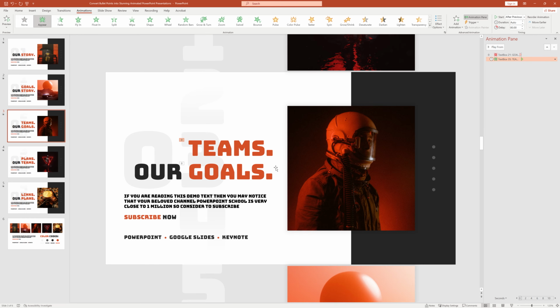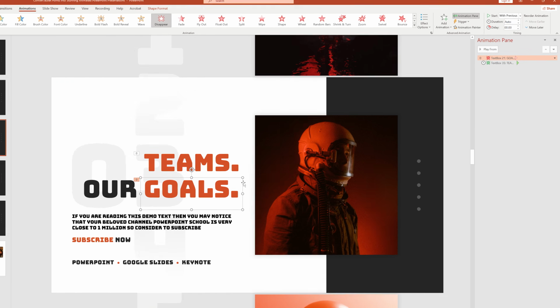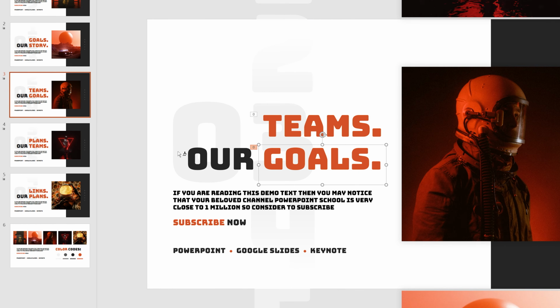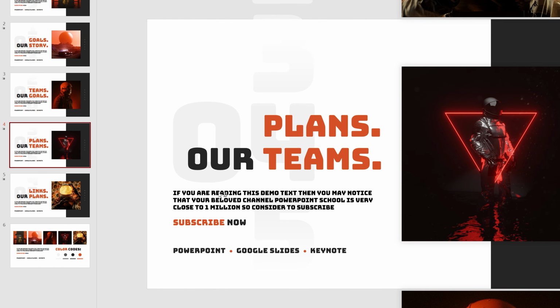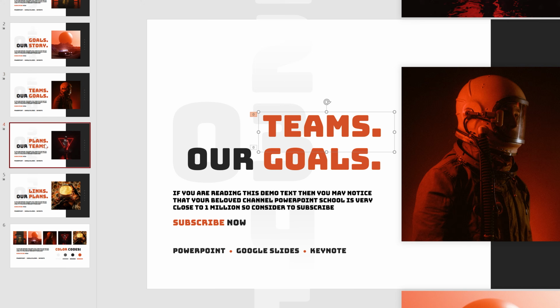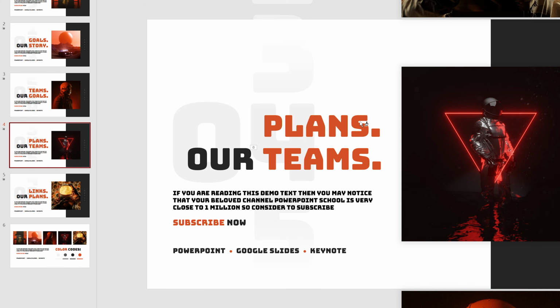You can also use animation painter tool to copy and paste the same animation settings. Here let's copy this disappear animation setting from this text box, move forward to the next slide and paste it on this text box which needs to disappear. Let's get back to our previous slide. This time copy the appear animation settings and move forward to the next slide and paste it on this new text box that will appear on this slide.